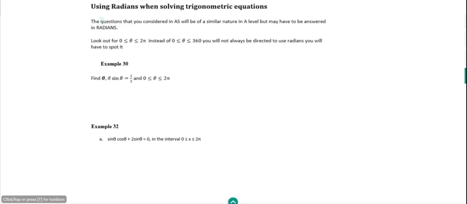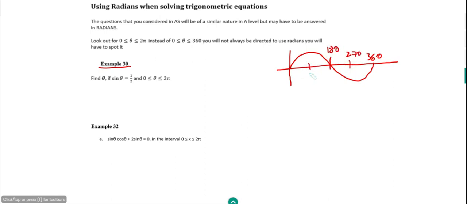We're now going to look at radians when we're solving trigonometric equations. So in order to do this example 30, we need to be familiar with a sine graph, but where the angle measure is in radians. So we'll be familiar with what it looks like if we were to do a graph for sine where it was measured in degrees. So that would be 360 degrees there, 180 and 270 and 90, and it would go between plus and minus 1.